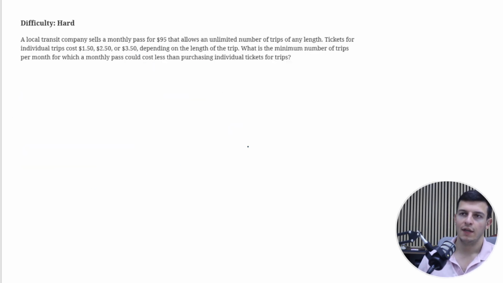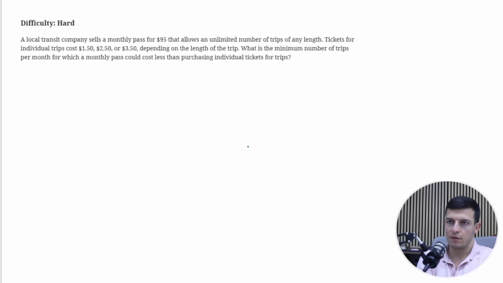And the last question. A local transit company sells a monthly pass for $95 that allows an unlimited number of trips of any length. Tickets for individual trips cost this much, depending on the length of the trip. What is the minimum number of trips per month for which a monthly pass could cost less than purchasing individual tickets? Now, this question is actually a very interesting question. And to solve this, I took some notes about this one earlier, so I can guide you through this question a bit better.